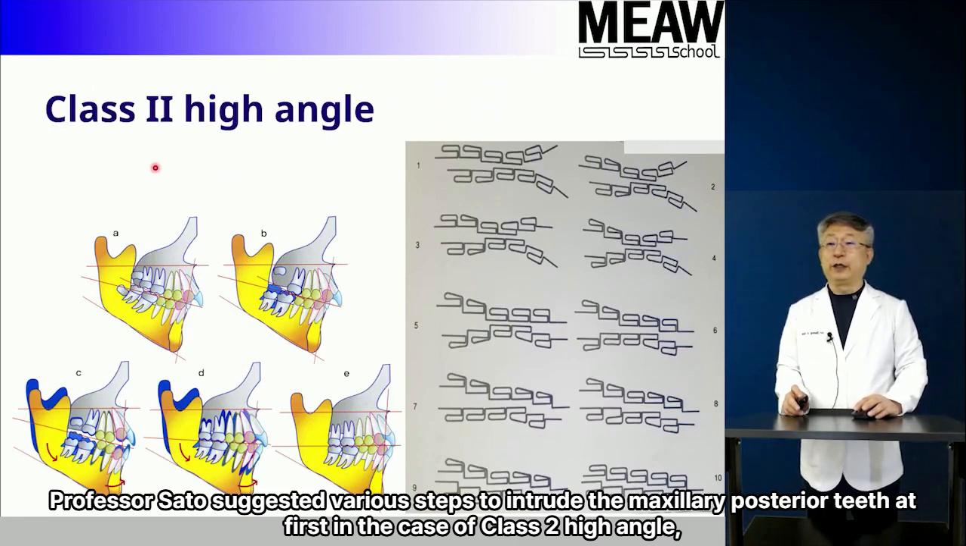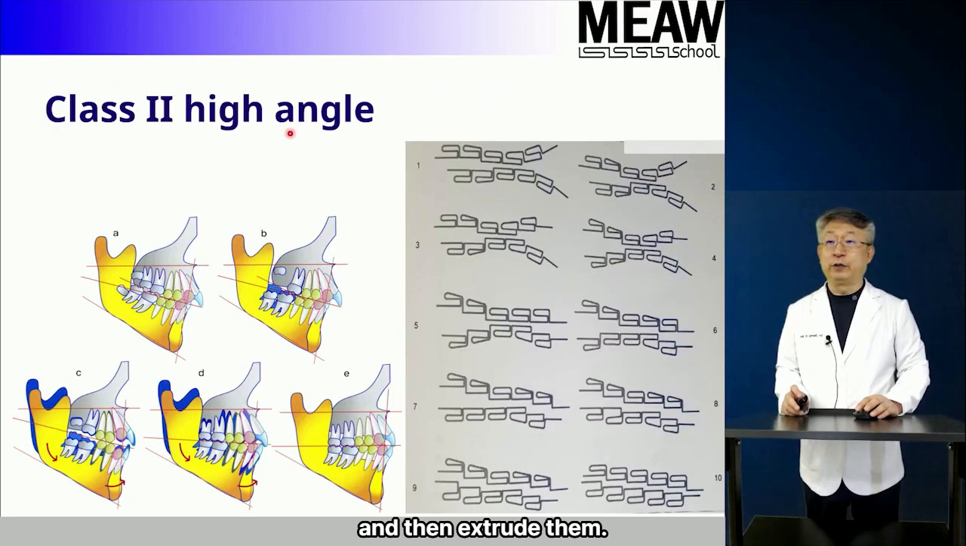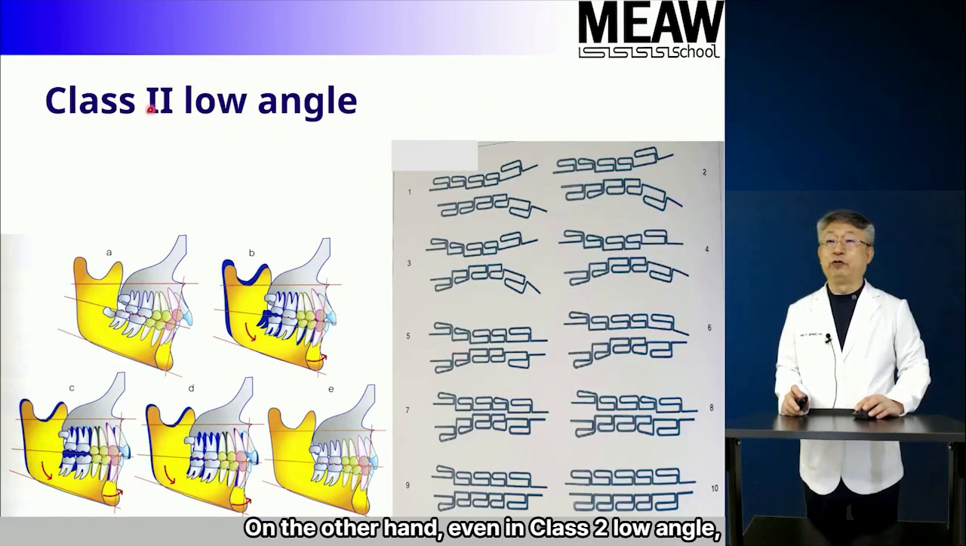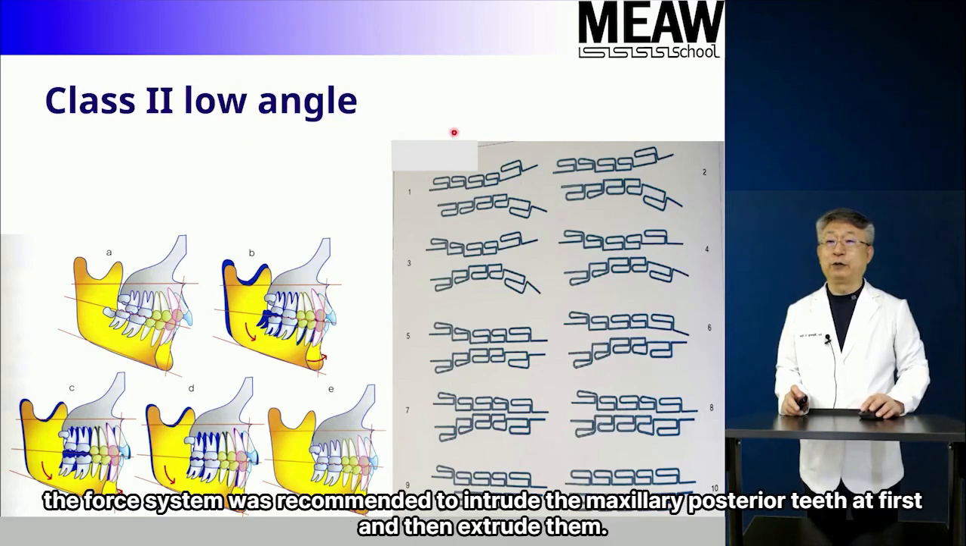Professor Sato suggested various steps to intrude the maxillary posterior teeth at first, in the case of Class 2 high angle, and then extrude them. On the other hand, even in Class 2 low angle, the force system was recommended to intrude the maxillary posterior teeth at first and then extrude them.